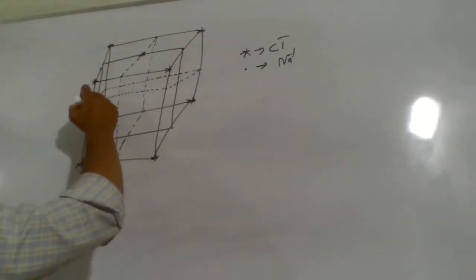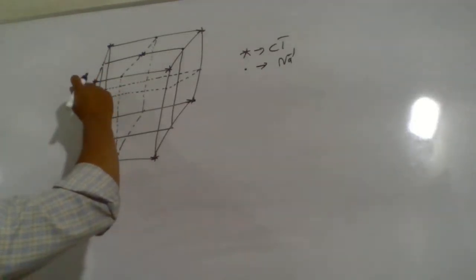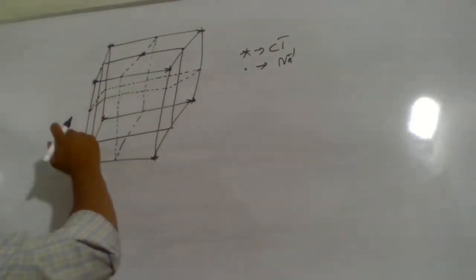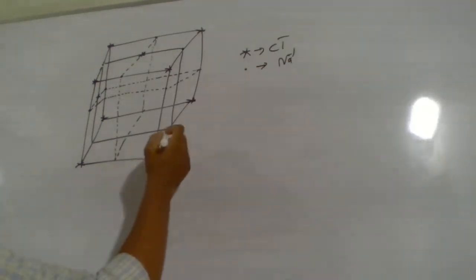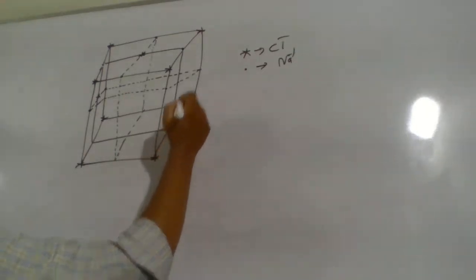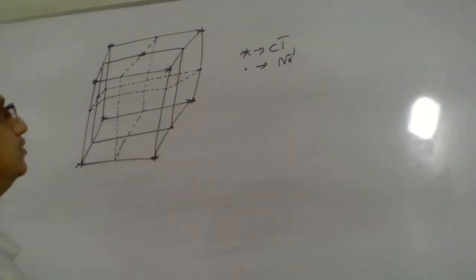Okay, so this is the point where a sodium ion will be, and here a chloride ion, here again a sodium ion. That's the way it will go. So at the alternative positions, there are sodium ions and chloride ions. You can draw it, you can complete it.